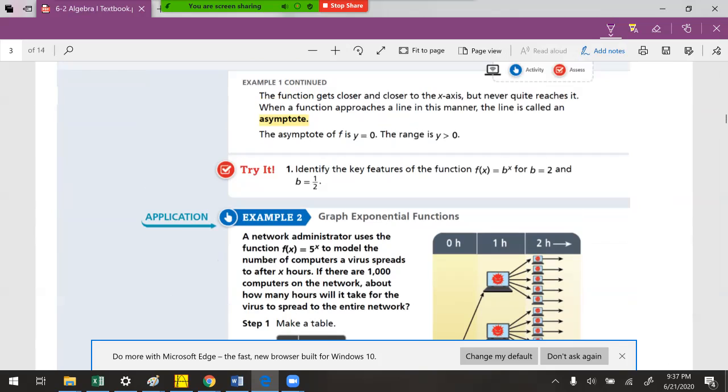So let's talk about this, okay? b to the x, or b to the x when b is 1/2. Well, let's talk about this. Let's actually make a table real quick, okay?